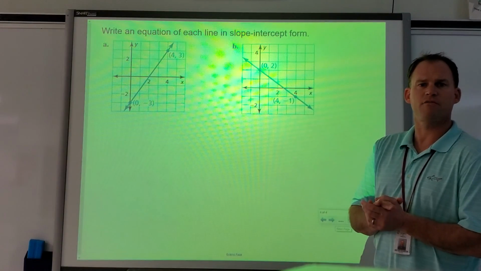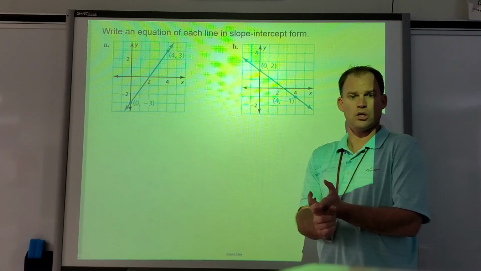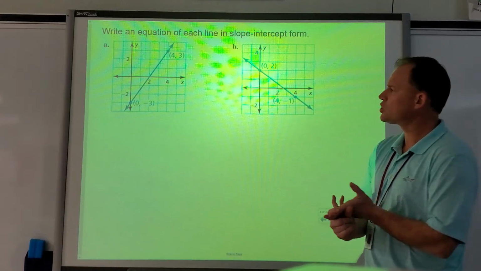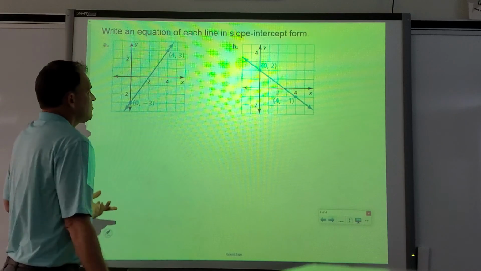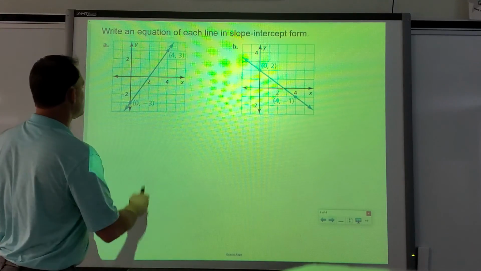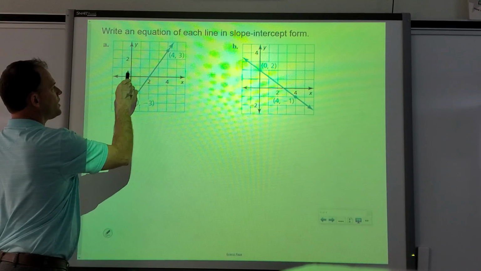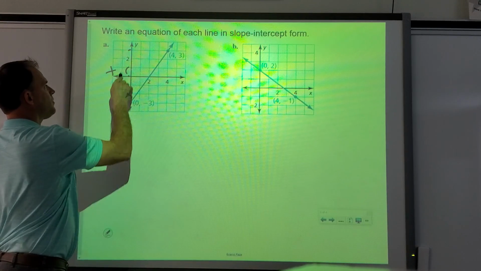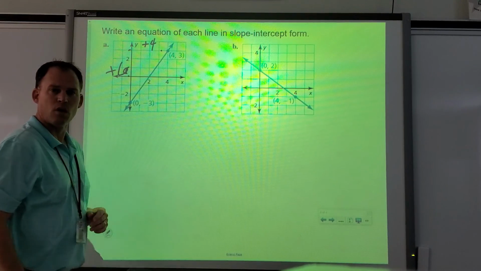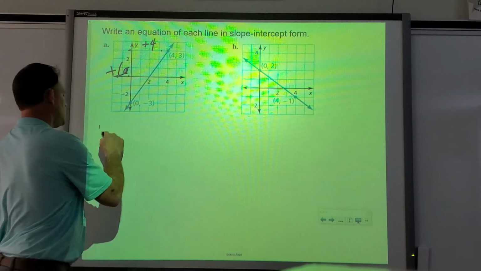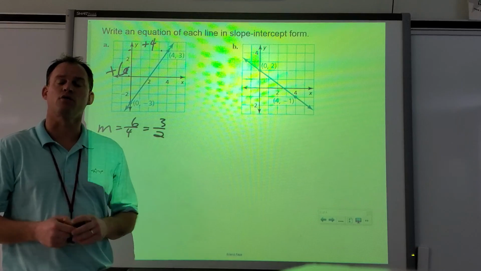What if I give you a graph? Well, I still need those two things. I need a slope and I need a y-intercept. So if I look at a graph, how can I find the slope? Well, we gotta count. So I have rise over run. It goes 1, 2, 3, 4, 5, 6, up. 6, run is right 4. Up 6, right 4. So my slope is 6 over 4, which simplifies to 3 over 2.